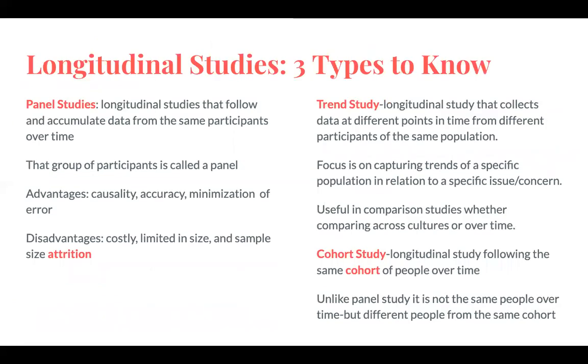So there are 3 types of longitudinal studies you need to know. I just referenced panel studies. These are longitudinal studies that follow and accumulate data from the same participants over time, and this group of participants is called a panel. So let's say I was doing a study of the long-term effects of the social relationships students develop in college. And my panel during my base wave are 100 incoming freshmen at 5 of the CSU campuses. So those are my panel.